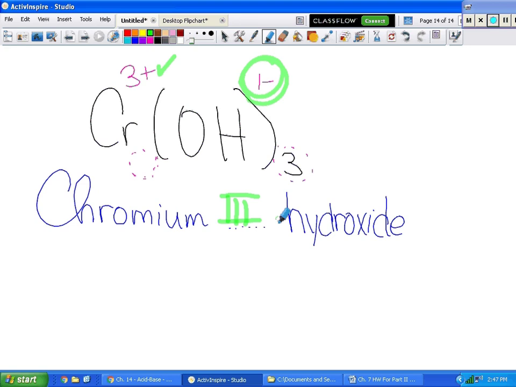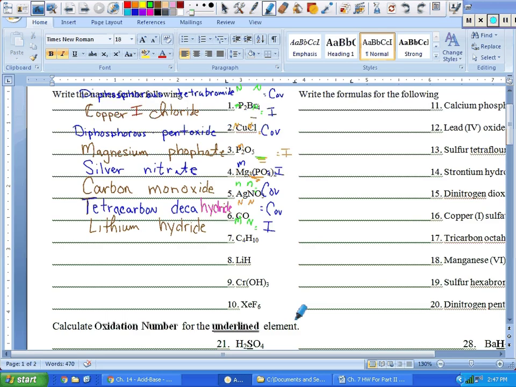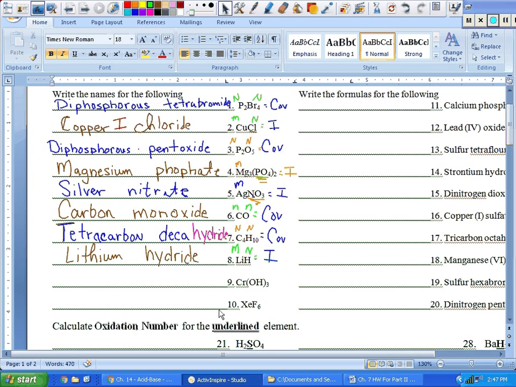Okay. And then the last one, I'm not even going to take the time to write because you should know it. It's covalent. And what is Xe? Xenon. And what is the prefix for 6? Hexa. And then fluorine turns to fluoride. So xenon hexafluoride. I have one more that I want you guys to practice because it's a little different from the ones we've done. I'm going to walk around and watch it. It's a funky one.